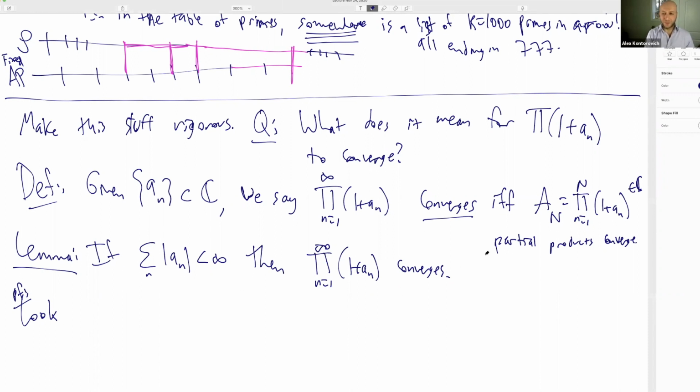So how can we prove this? Let's look at the partial products, and in fact, let's look, of course, at the logs of the partial products. Look at the log of the partial products. So this is a sum, as n goes from 1 to N, of log of 1 plus a_n. Now this is the complex log. Am I allowed to look at the complex log? Now we have to be a little careful.